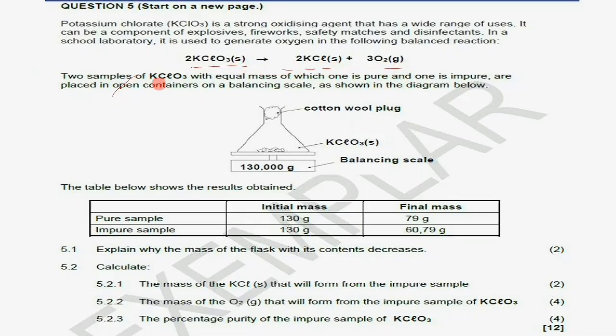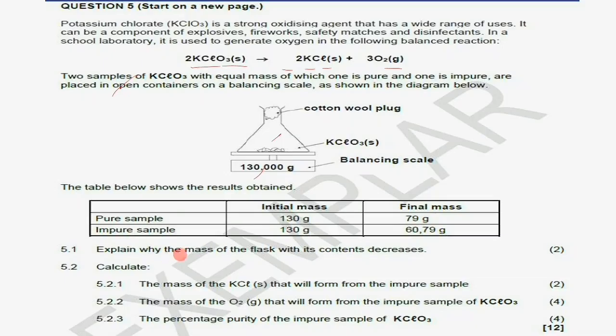And then it says two samples of potassium chlorate with equal mass, of which one is pure and one is impure, are placed in open containers on a balancing scale as shown in the diagram below. So we can see that this is a balancing scale giving us a mass of 130 gram. We are told that the pure sample and impure sample have the same mass, which we can see from the initial masses. And then we can see that their final masses are obviously different.